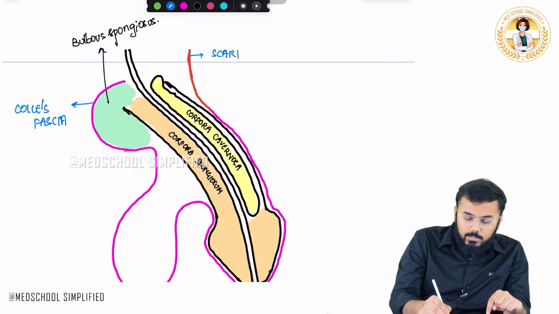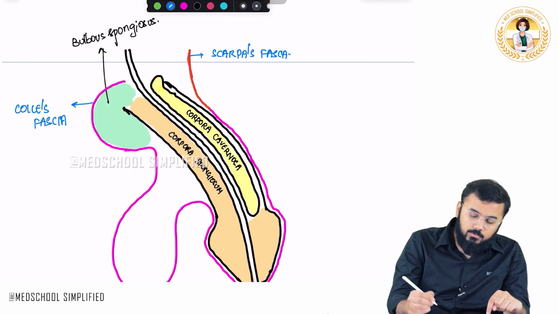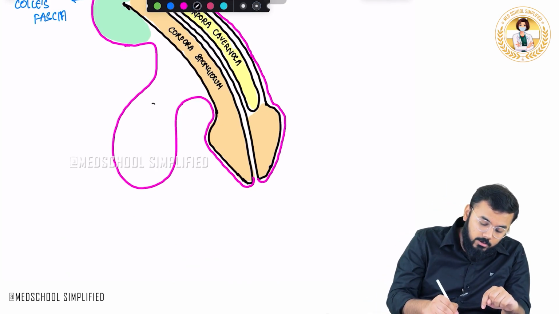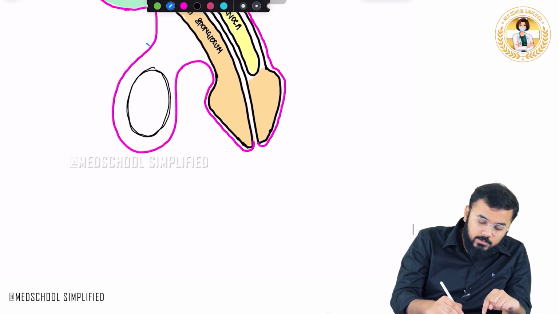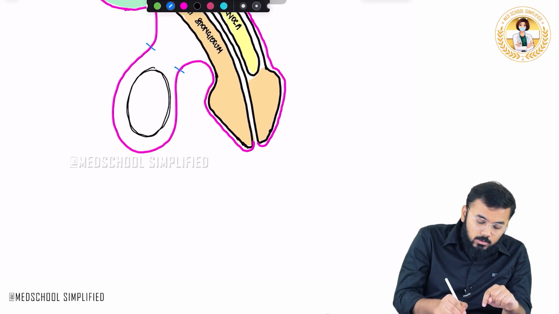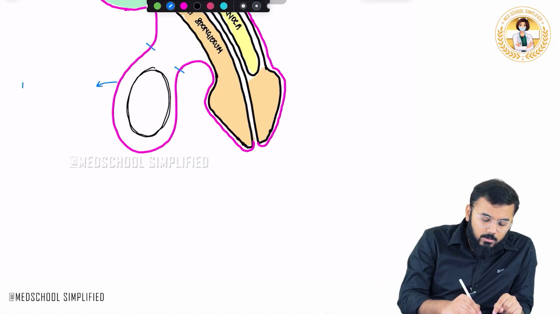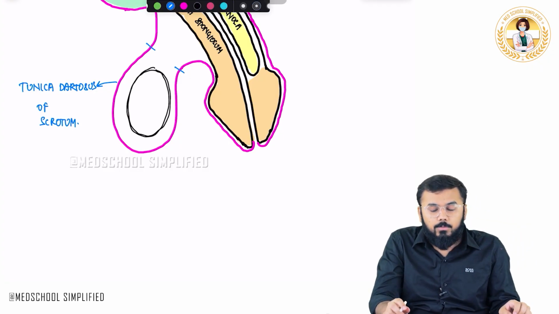Okay. After Colles fascia, it is continuing as what? It is continuing as Scarpa's fascia. What is Colles fascia continuing as? Scarpa's fascia. Okay. Now this particular Colles fascia is surrounding your testis. The place where the Colles fascia is surrounding your testis, from here all the way till here, this part of the Colles fascia you call tunica dartos of scrotum. This is called your tunica dartos of your scrotum, right?